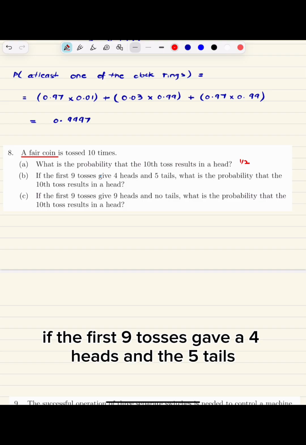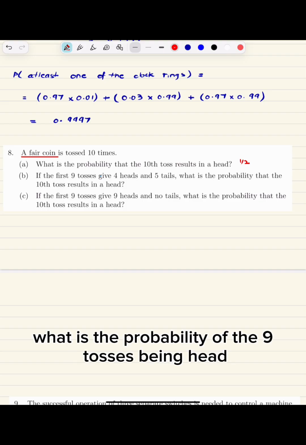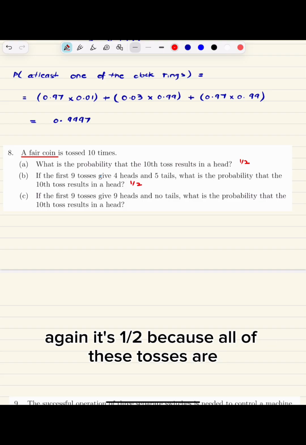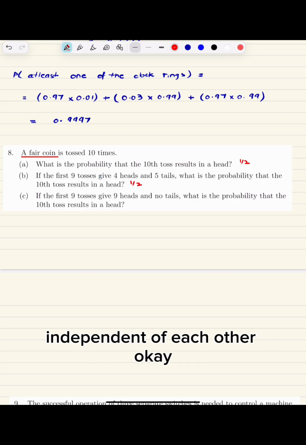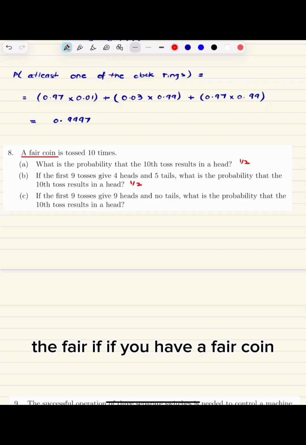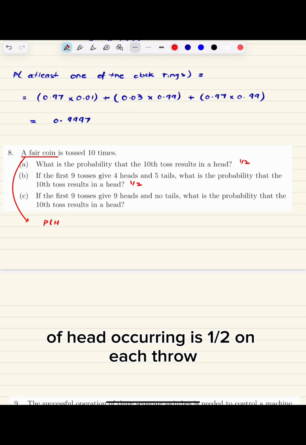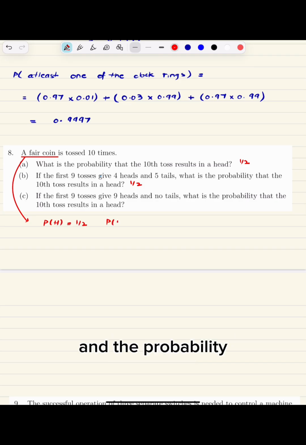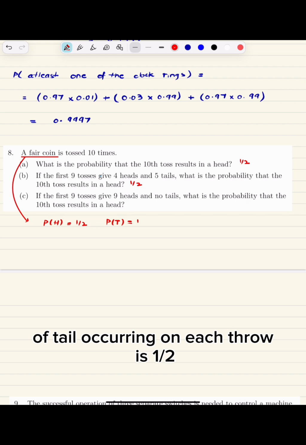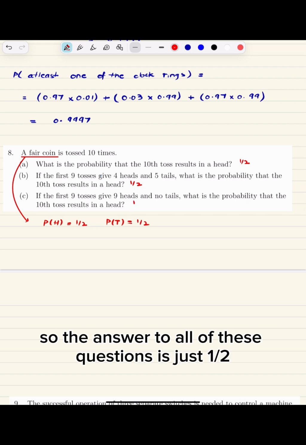If the first 9 tosses gave 4 heads and 5 tails, what is the probability of the 10th toss being a head? Again, it's a half, because all of these tosses are independent of each other. If you have a fair coin, it's not biased, then the probability of head occurring is a half on each throw, and the probability of tail occurring on each throw is a half. So the answer to all of these questions is just a half.